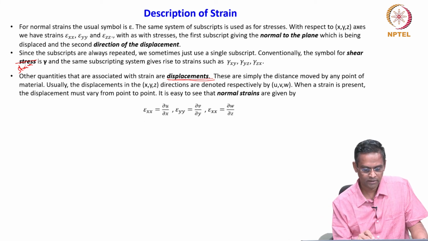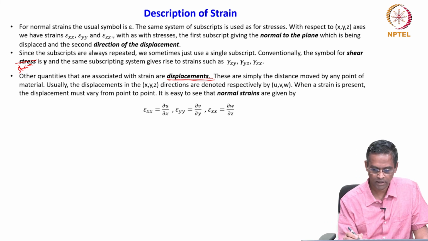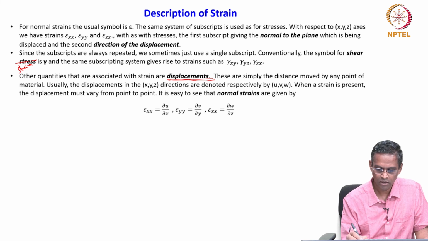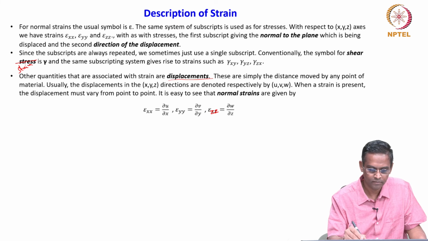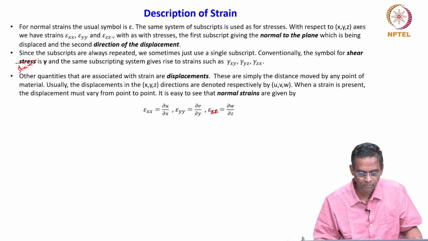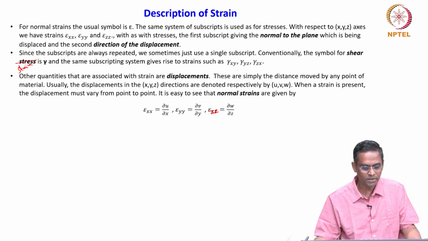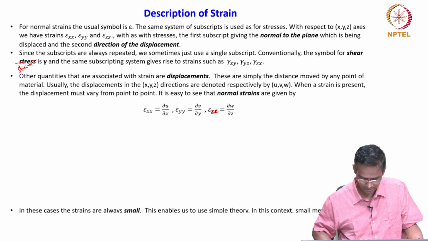epsilon xx is equal to dou u by dou x, epsilon yy is equal to dou v by dou y, epsilon zz is equal to dou w by dou z. This is again a typo here, it should be epsilon zz, right. So, the displacements for normal strains are given like this.